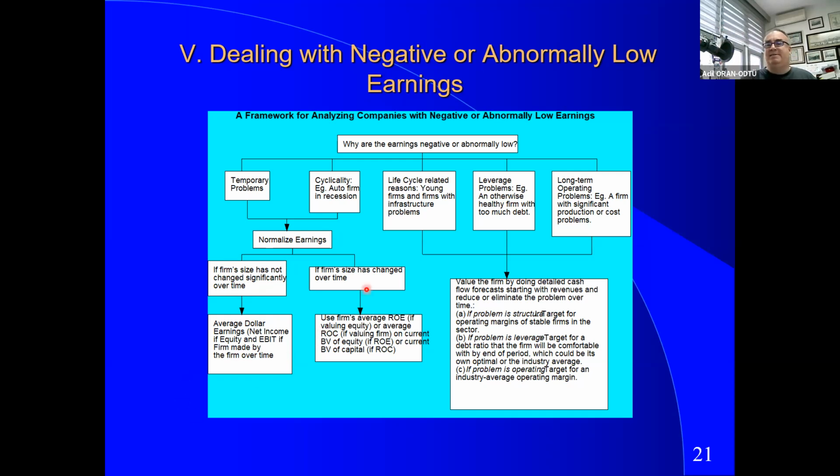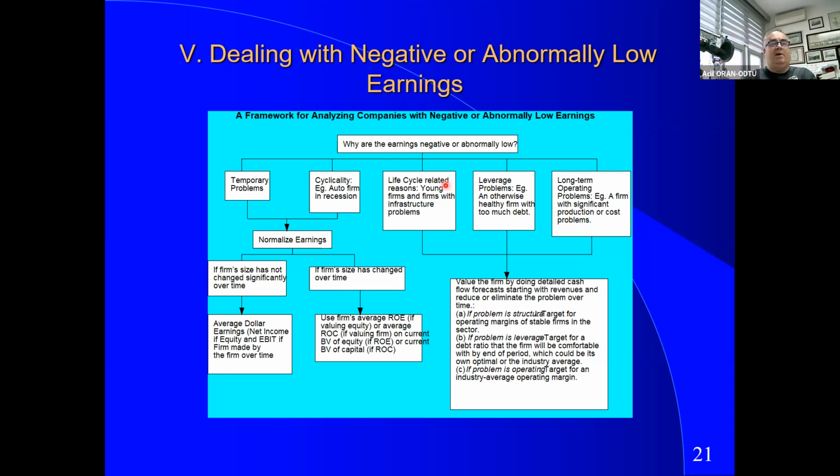But if the firm's size has been changing dramatically, or if its return on equity and so on has been changing, then you might want to use the return on equity number that it had from before. And if its assets or its equity has increased significantly, multiply that number by the ROE or the ROC to obtain a measure to use for the coming years in your normalization.